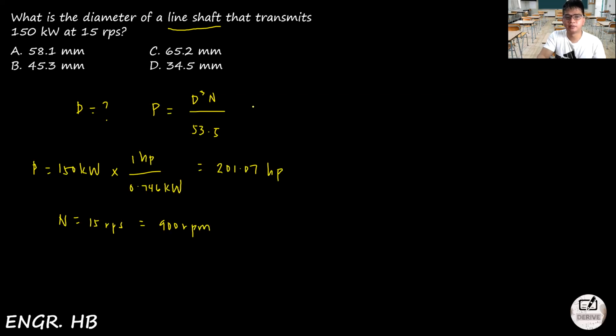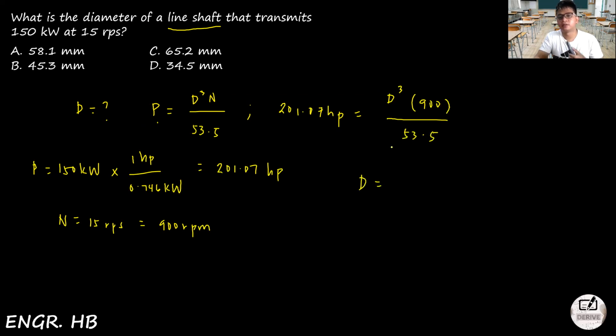So, ayan, direct sub. Naka-horsepower na si power natin, naka-RPM na si shaft speed. So, ang diameter natin dito ay expected to be in unit of inches. So, our power is 201.07 horsepower is equal to d cube N divided by 53.5. So our diameter is 201.07 times 53.5 divided by 900. Cube root mo yun.